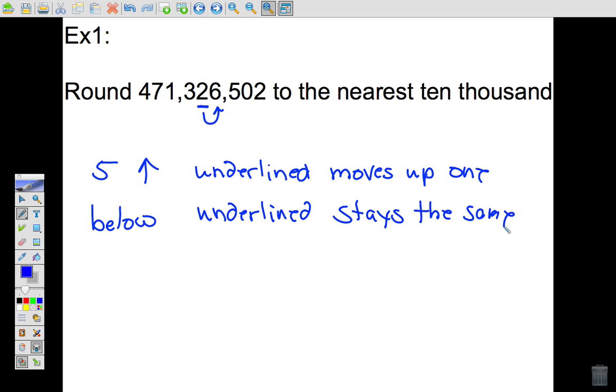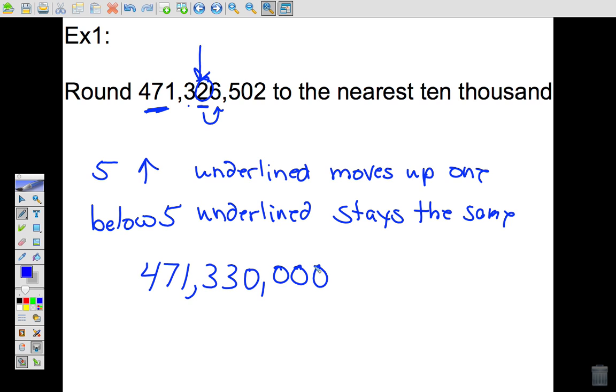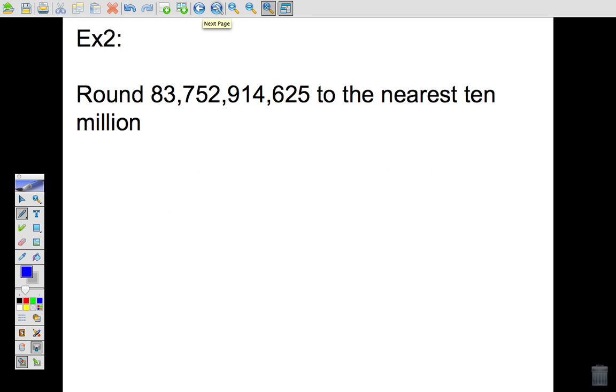All right, so in this case, is the 6 5 or above, or is it below 5? Well, it's 5 or above, isn't it? So this underlined digit right there, the 2, is going to move up 1. So I have the 471, comma, 3, 3, because our 2 went up 1 to 3. Now the rest of the numbers I fill with zeros. So to the nearest 10,000, 471,326,502 will round to 471,330,000.